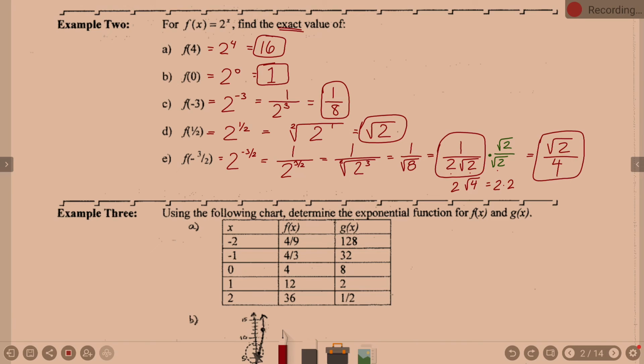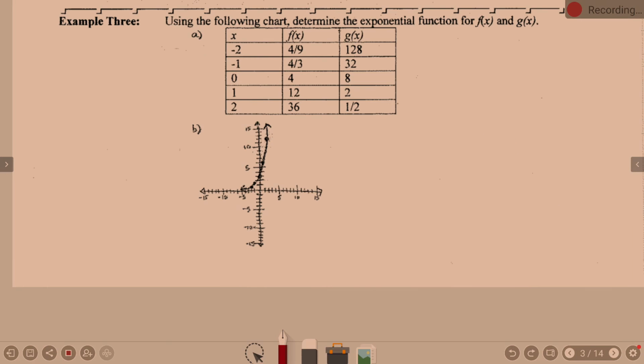Okay. Example 3 is the last example we need to get through for today, and then you'll have 1 through 14 that'll be due tomorrow, doing similar type stuff. Example 3: use the following chart, determine the exponential function for f of x and g of x, and we also have a graph to do this on if we get a chance as well.